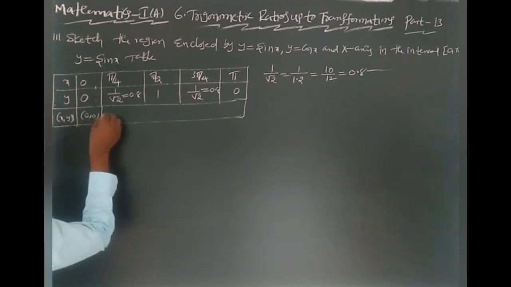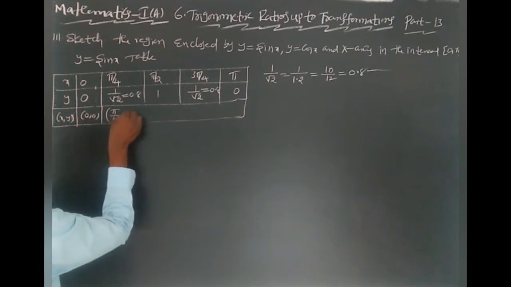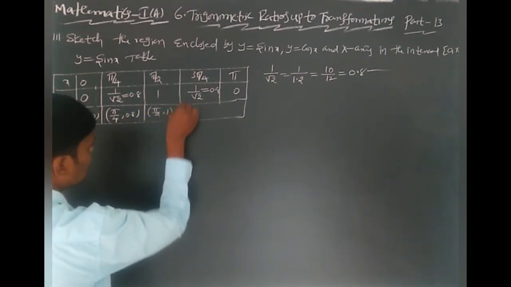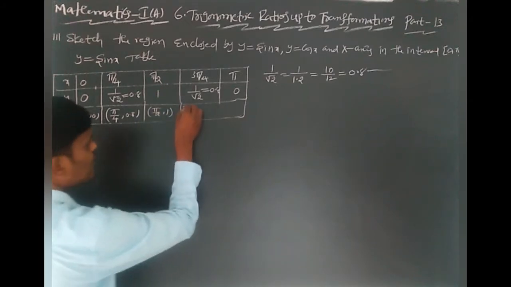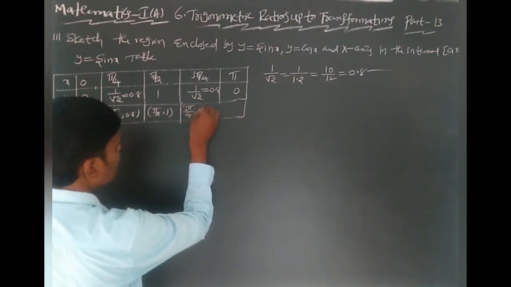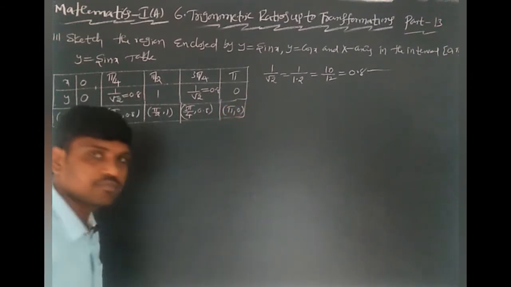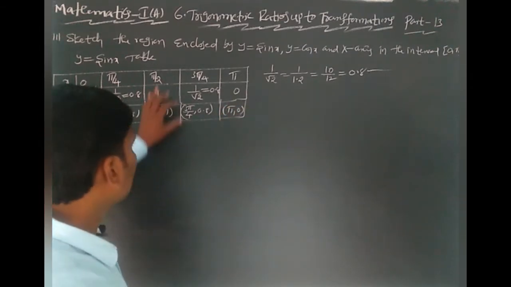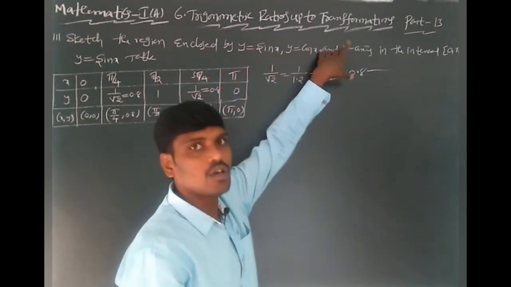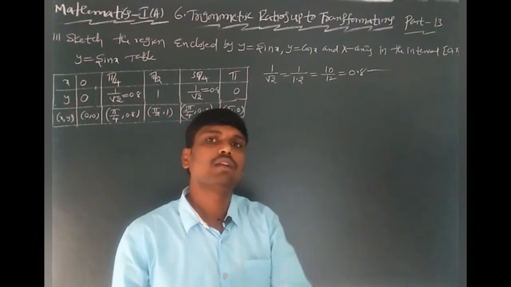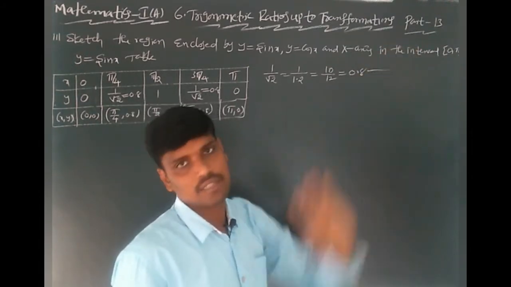0 comma 0, pi by 4 comma 0.8, pi by 2 comma 1. This is an ordered pair. 3 pi by 4 comma 0.8. Next, pi comma 0. This is the 1 by root 2 approximate value. Root 2 value is 1 point something. That's why 1 by 1.4 is nothing but the approximate value 0.8 something.